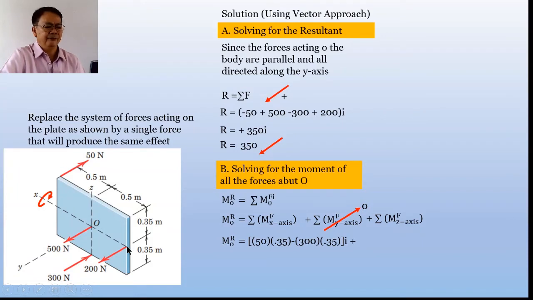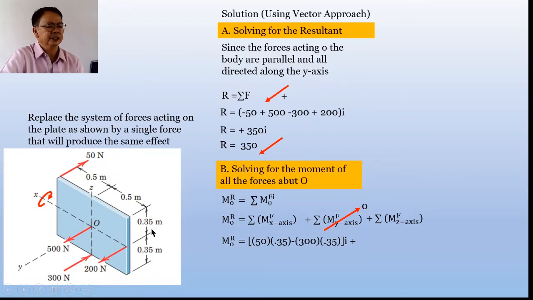The moment effect will only be due to the 50 and the 300 Newton that is acting at this position. Okay, you'll notice that 50 will cause the same turning effect as this one, while 300 will be in the opposite direction, so that the 300 will cause a negative moment about the x-axis. So that this will be equal to 50 times 0.35, this being the moment arm.